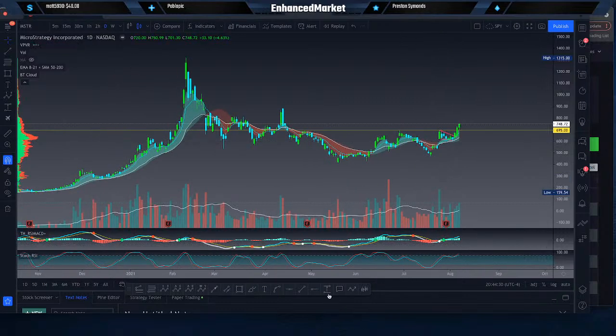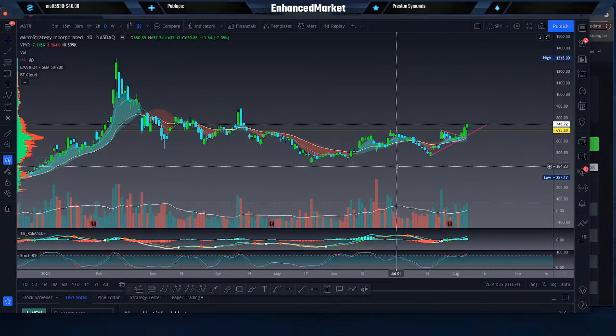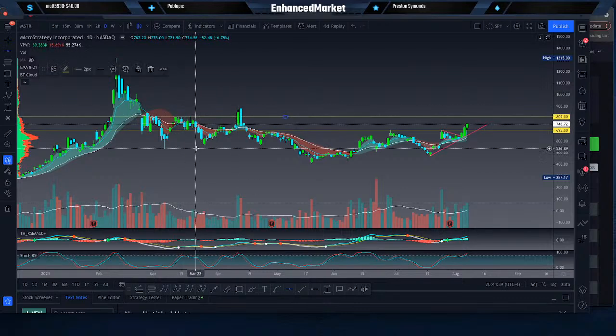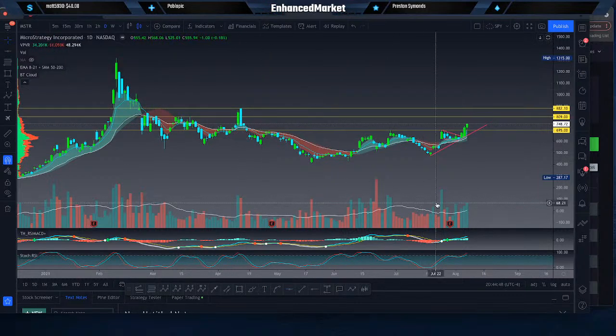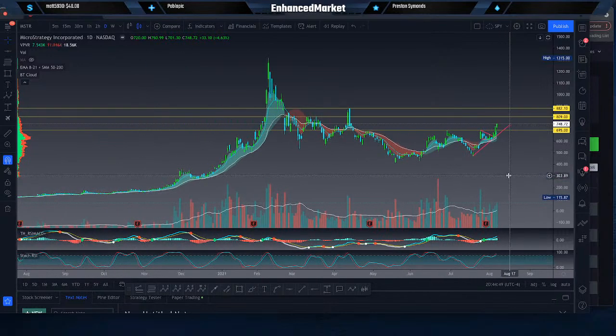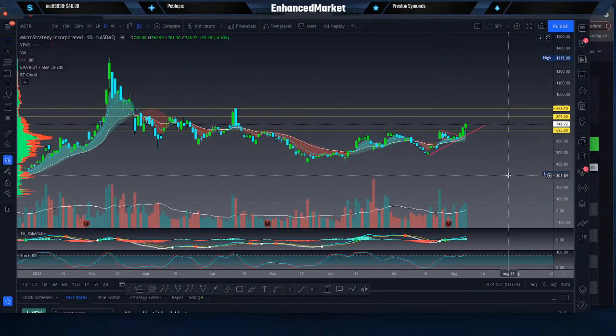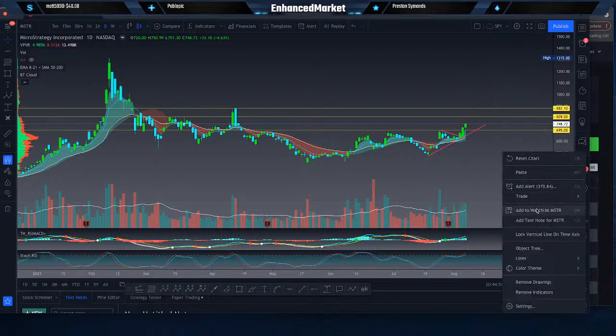This is a nice play. I hope some of you caught this. But the next target for this is that multiple resistance point right here at 809, and then all the way up here at 882. So there's some significant upside here. I kind of like this a lot, actually. I'm going to add this to the watch list.